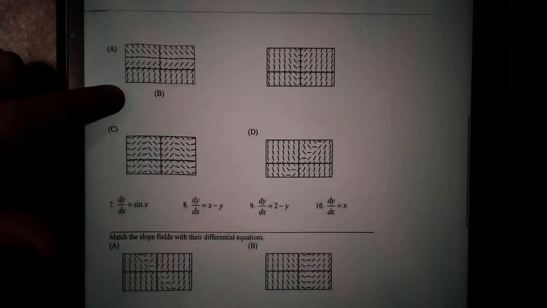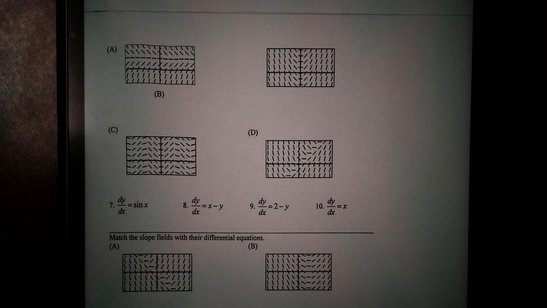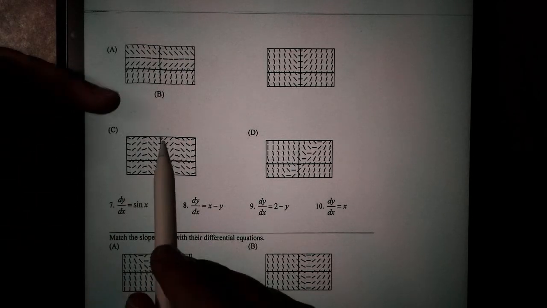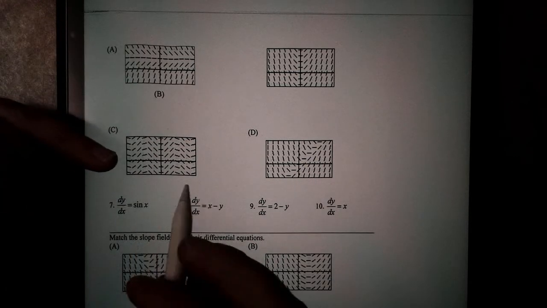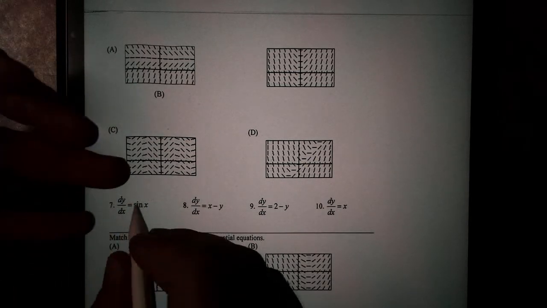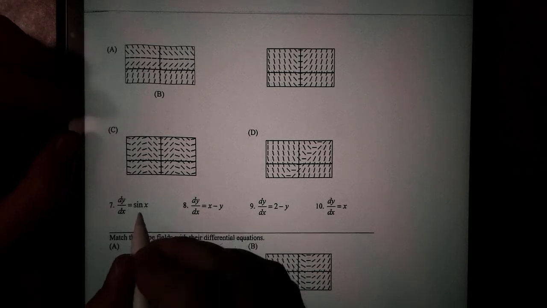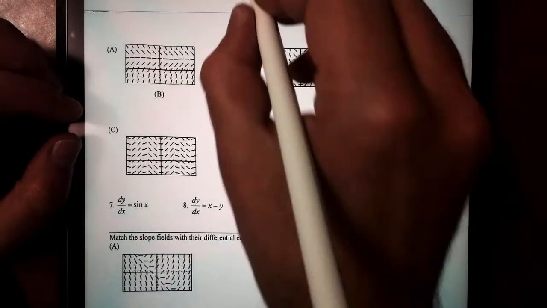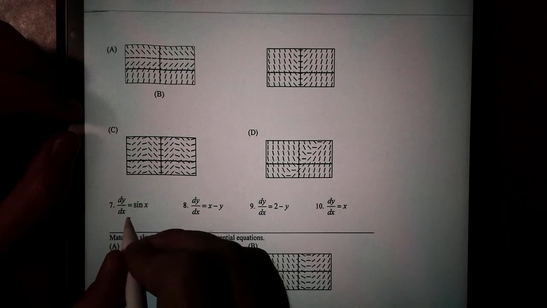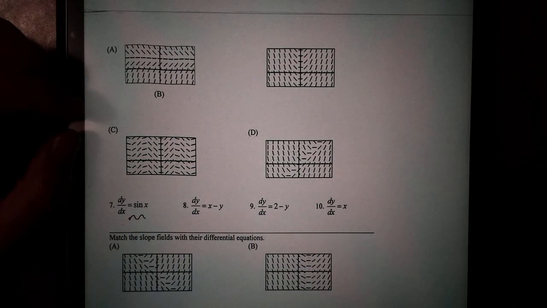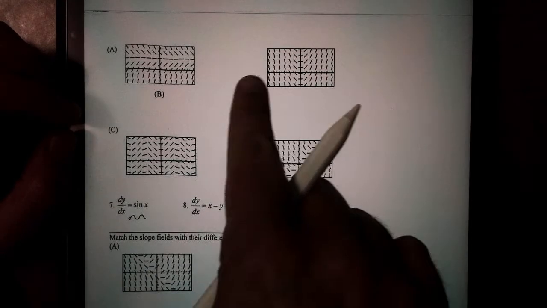All right, so let's take a look at an example like number 7 right here. These aren't too hard to do. We'll take a look just at a few of these. We want to find out which of these slope fields matches the derivative dy/dx is sine of x. Well, we know from experience what sine of x looks like. Sine of x is wavy gravy. Which one of these looks like sine of x?